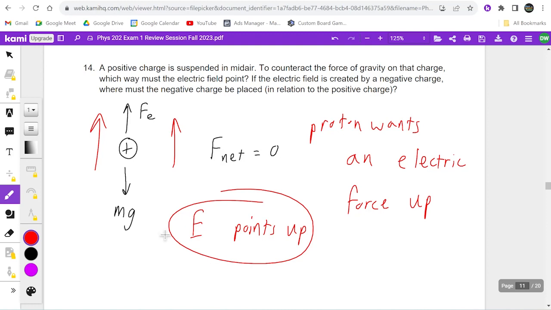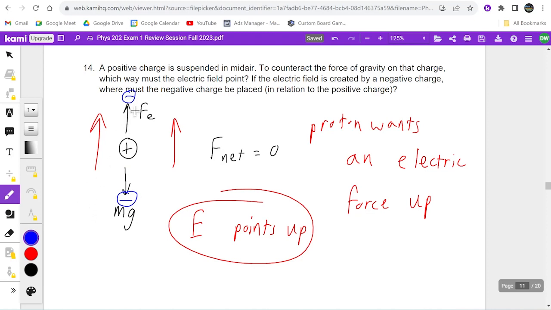Okay. There is a second part to this question. If the electric field is created by a negative charge, where must the negative charge be placed in relation to the positive charge? There's two ways you can think of this. I would also say there's only two logical answers. You're either going to put the negative charge below or you're going to put the negative charge above. Doesn't make sense for left or right side.